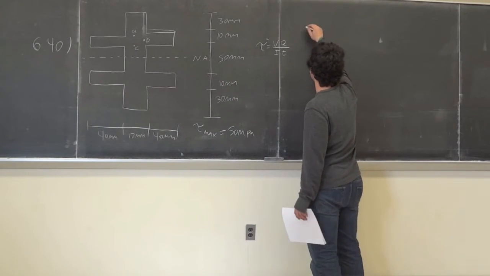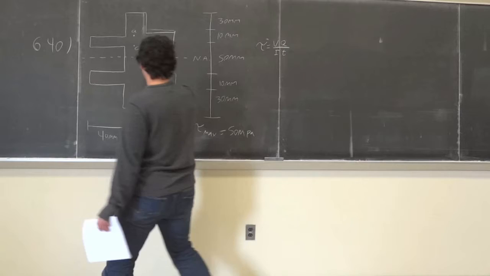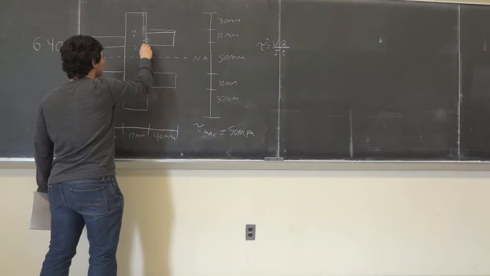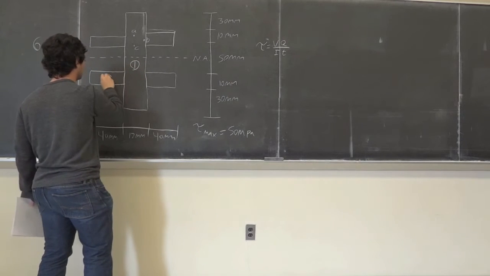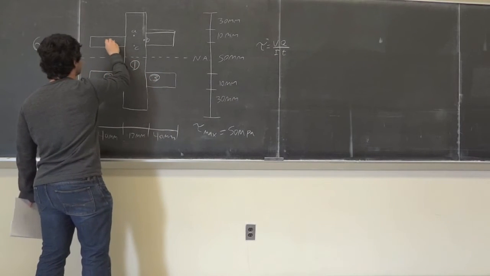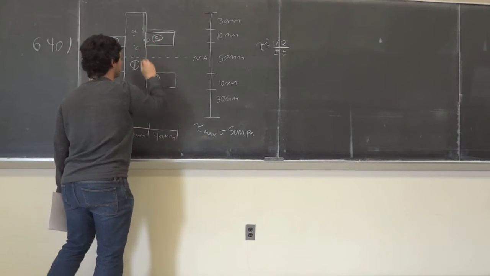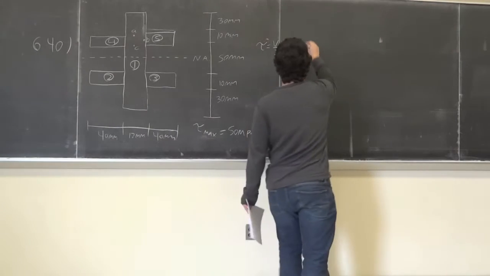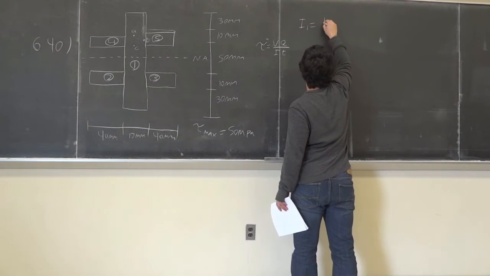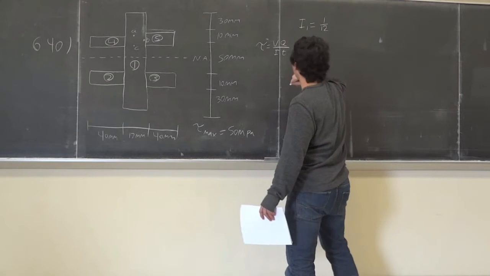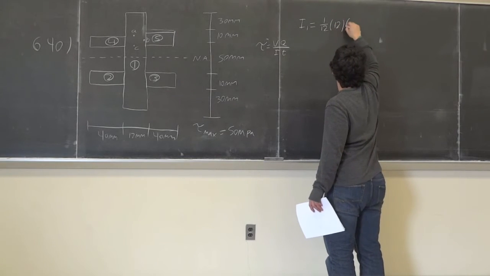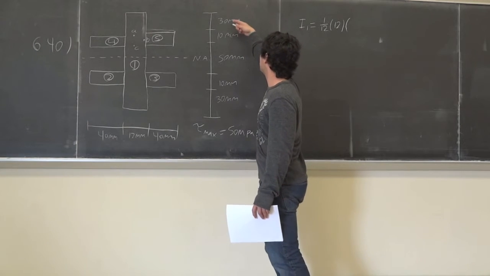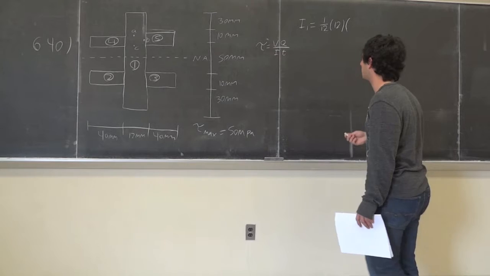Let's find the total moment of inertia. I'll break this up into sections. I'll call this section 1, and this is 1, 2, 3, 4, and 5. So we have 5 sections. The moment of inertia for 1, I1, is equal to 1/12 b h cubed. B in this case is 12. H in this case is just 30 plus 40 plus 50 plus 10 plus 30, so that totals to 130.